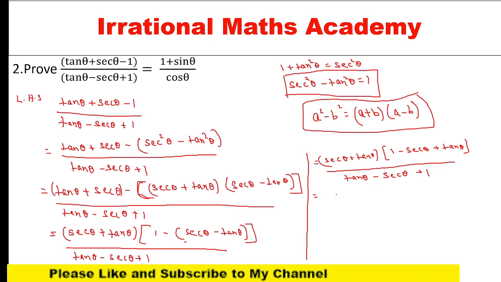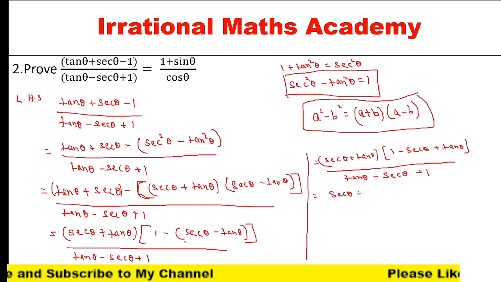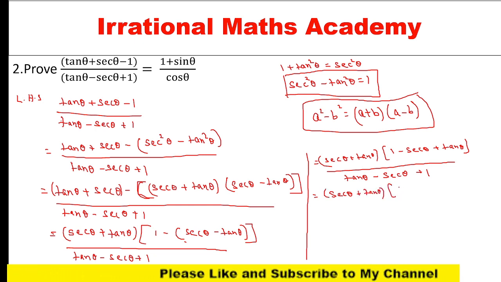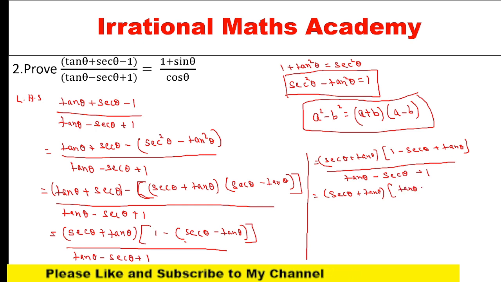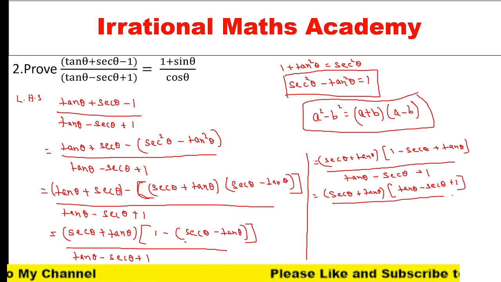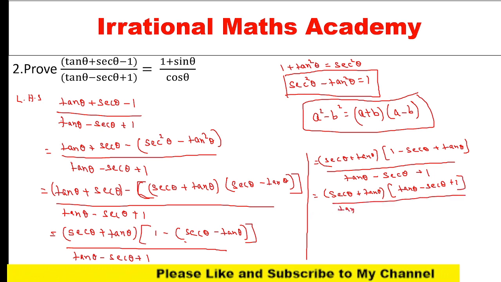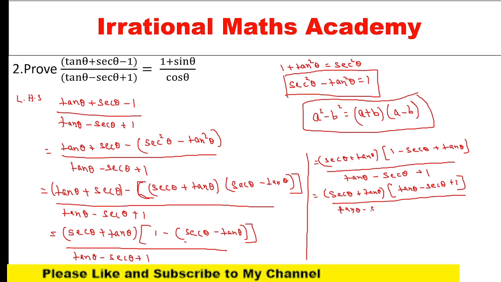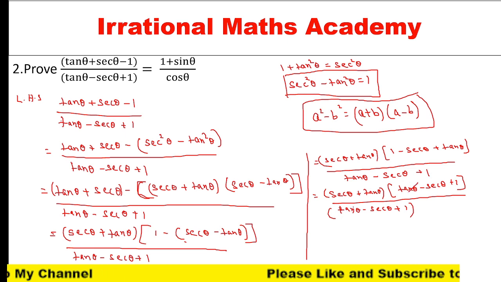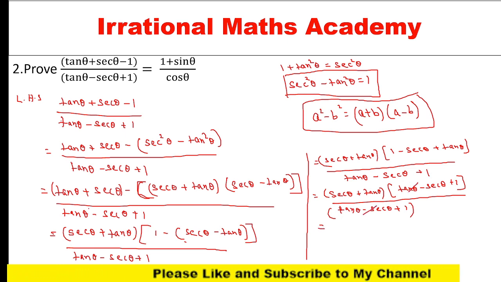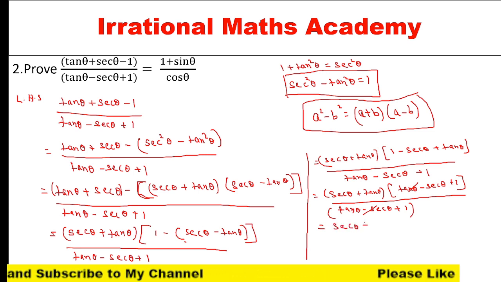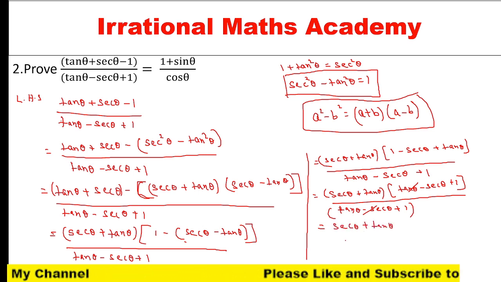If you rearrange this one, so tan theta minus secant theta plus 1 upon tan theta minus secant theta plus 1. So both get cancelled. So you'll be left with what? Secant theta plus tan theta. Clear?